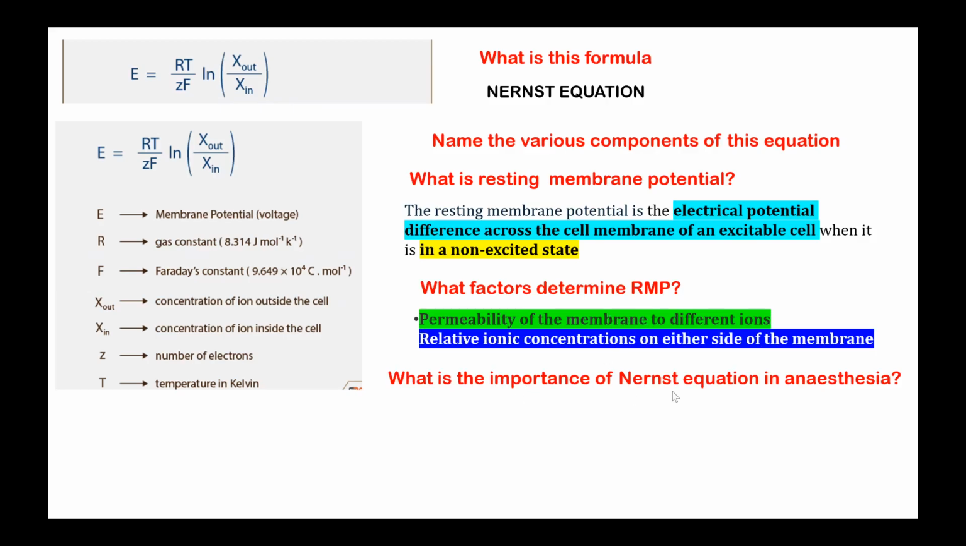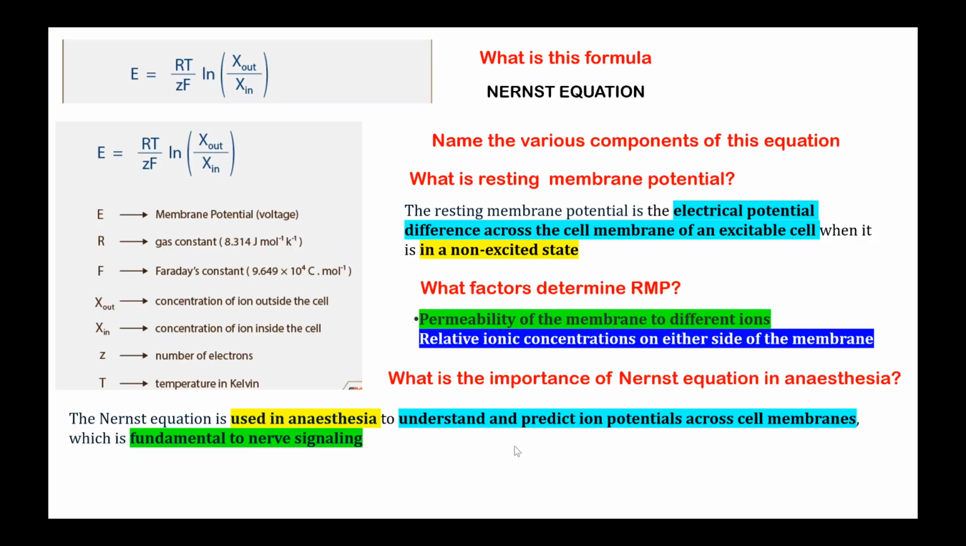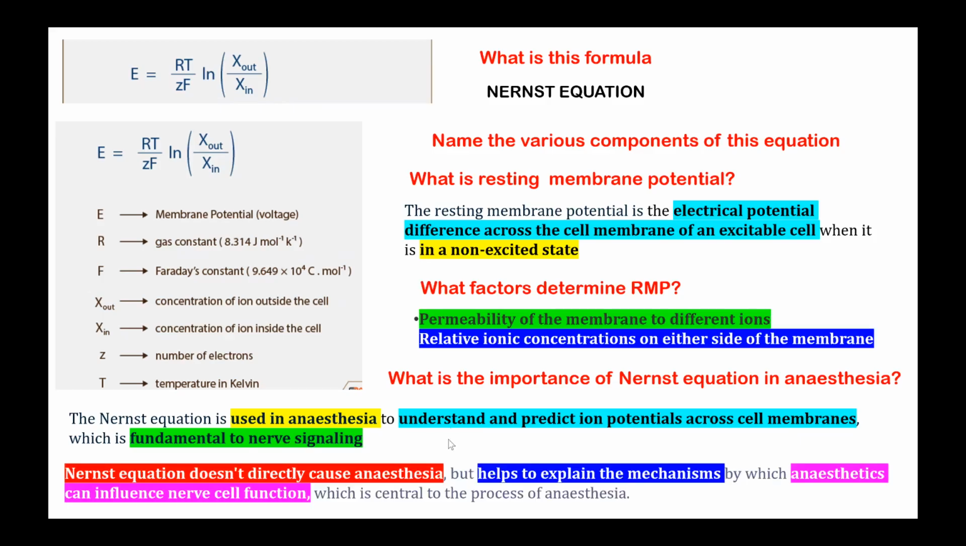And what is the importance of this Nernst equation in anesthesia? Why should we know about this? The reason is it is used in anesthesia to understand and predict ion potentials across the cell membrane, which is fundamental to nerve signaling, especially. The Nernst equation does not directly cause anesthesia, but helps to explain the mechanisms by which anesthetics can influence nerve cell function, which is central to the process of anesthesia.